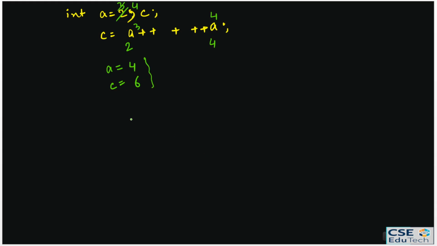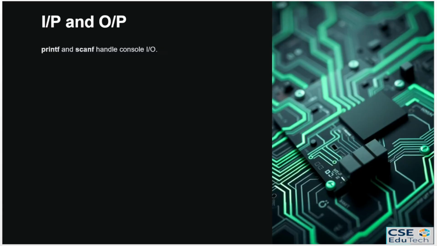Now we will give another concept, which is input and output. As we know, in C programming, printf as well as scanf handle the input output operations. If you want to print something on the screen, printf is used, and scanf is for receiving some values and storing them in memory.